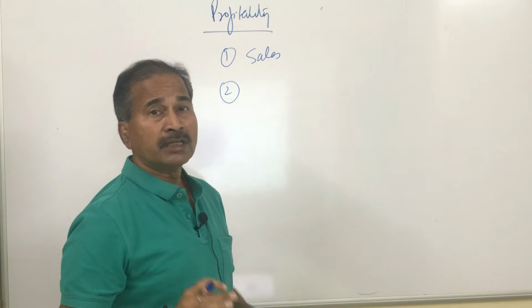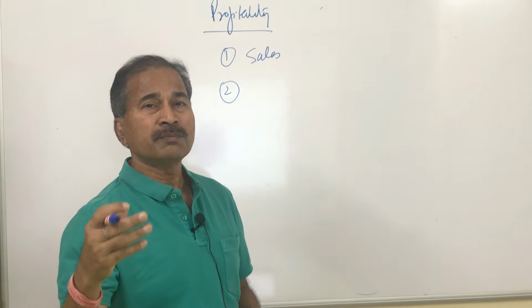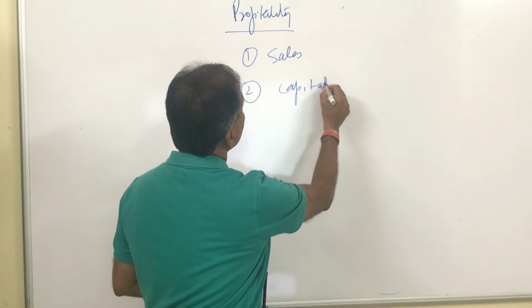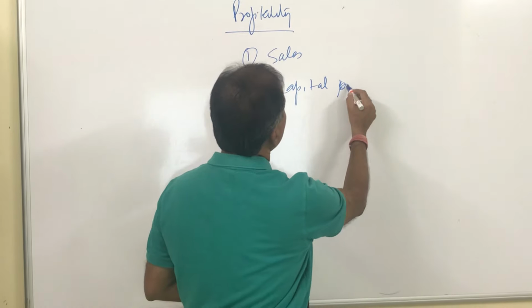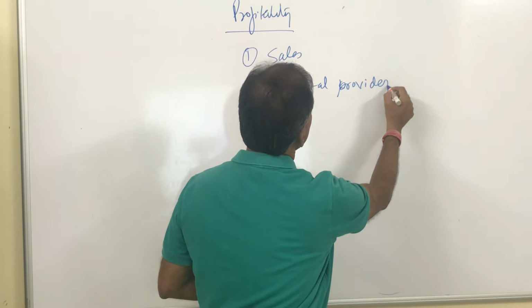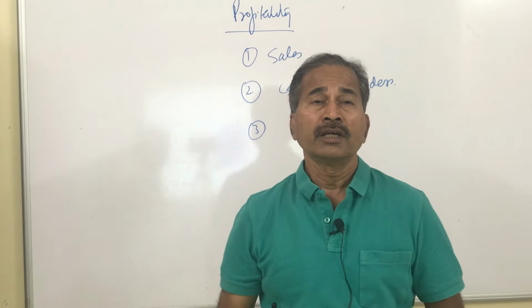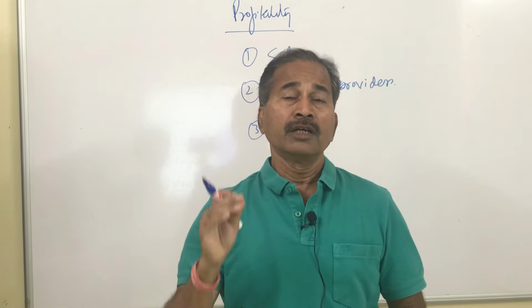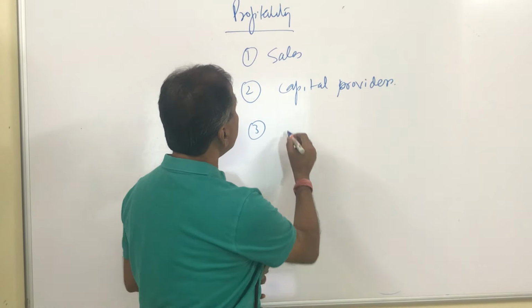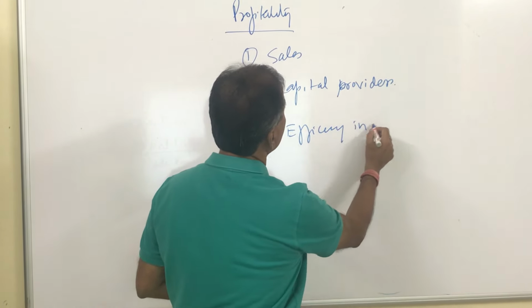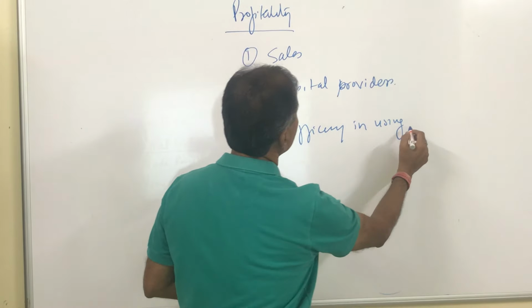So profitability of a business can be looked at from the perspective of the capital provider, that is, the people who have given capital to the business; from their perspective also we can analyze profitability. And number 3, we can look at the profitability from the perspective of efficiency in using the assets of the business.